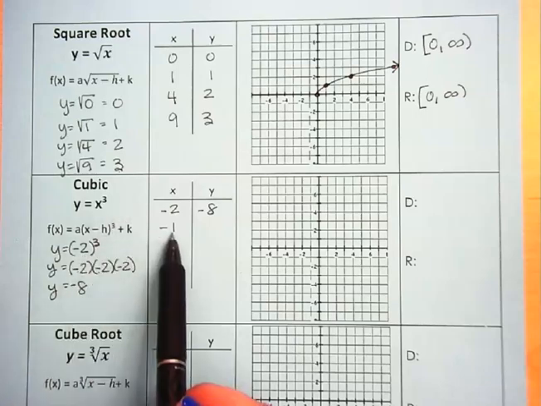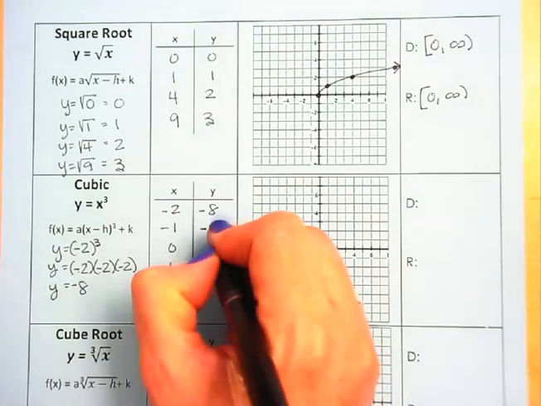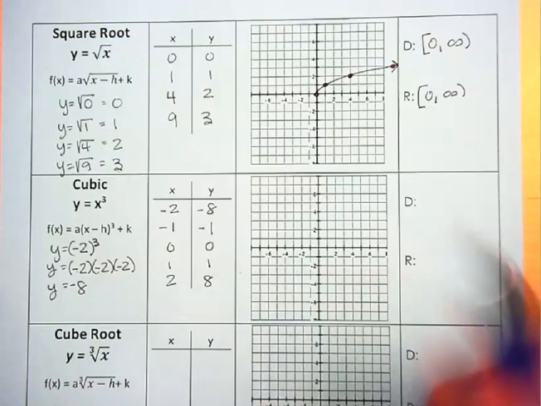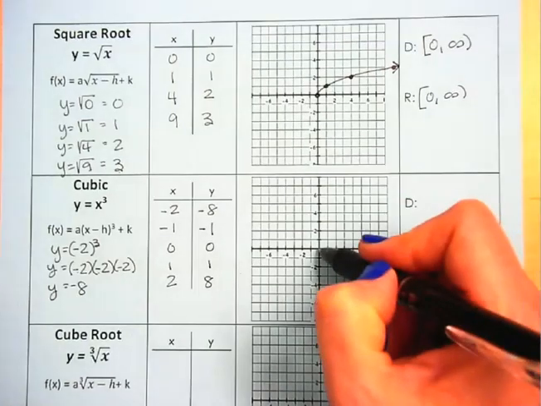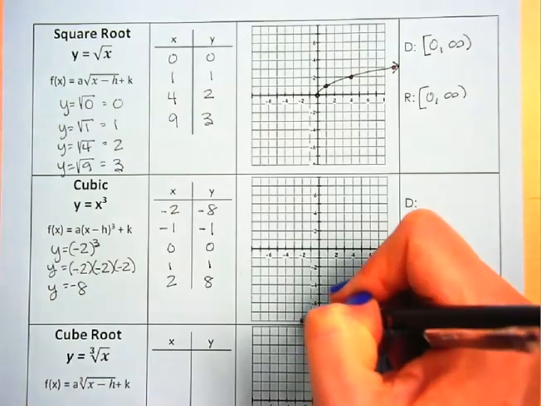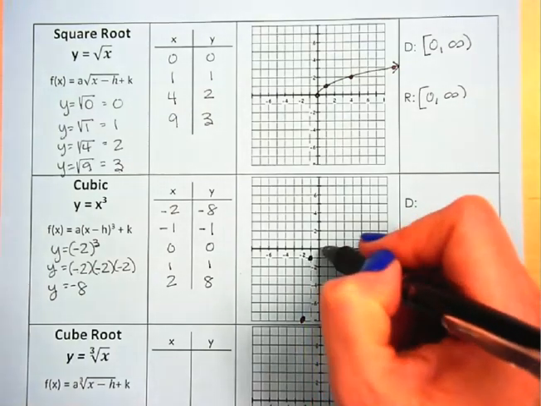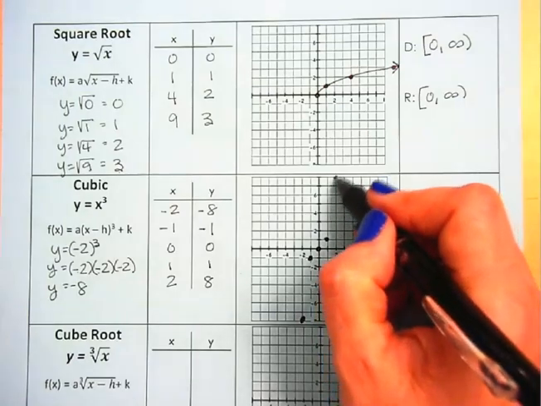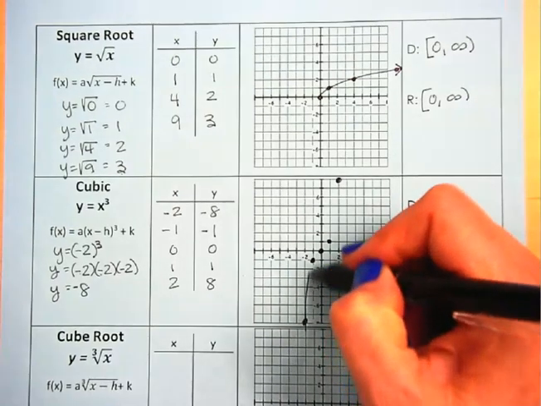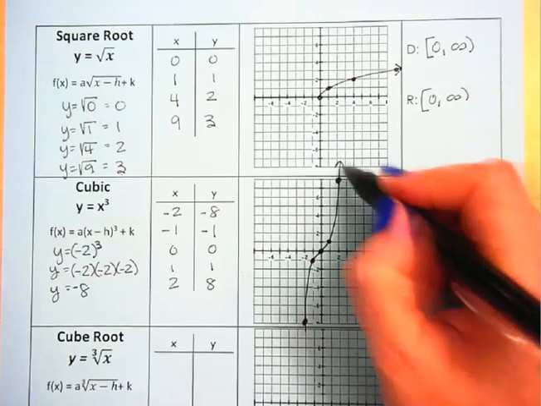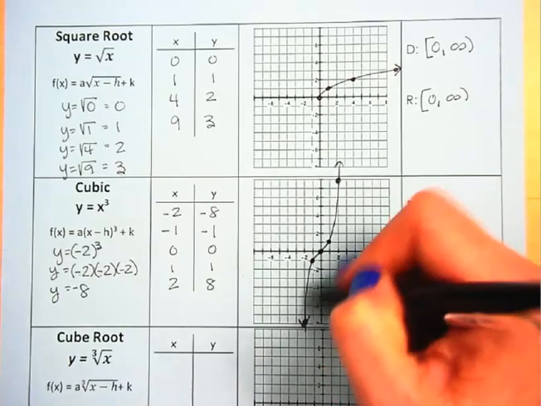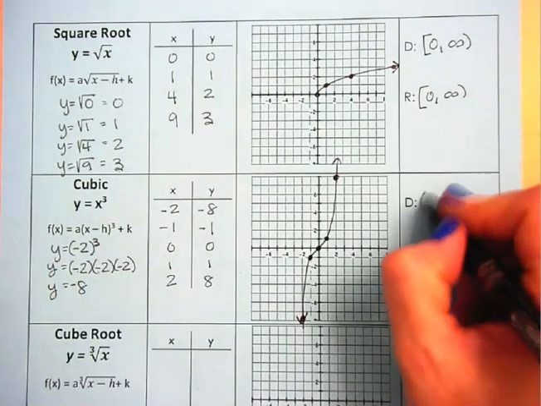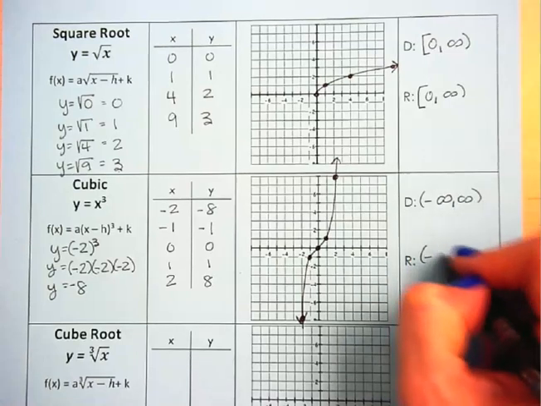When I plug in negative 1 times itself 3 times, that gives me a negative 1. 0 cubed is 0, 1 cubed is 1, 2 cubed is 8. So I'm going to graph those. Starting on my origin, I go left 2 down 8, left 1 down 1, 0, 0, over 1 up 1, over 2 up 8. And there are no corners or edges here. It's a smooth, continuous curve all the way up. And the domain and range are both negative infinity to positive infinity.